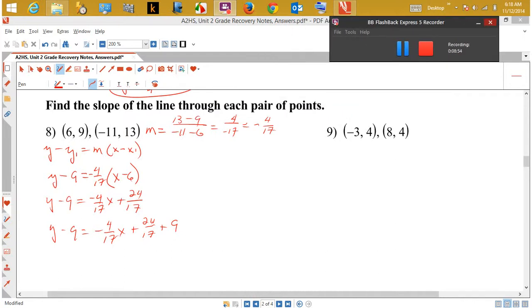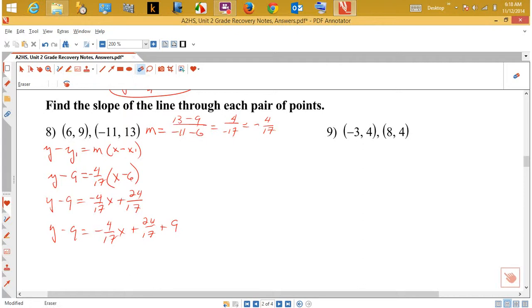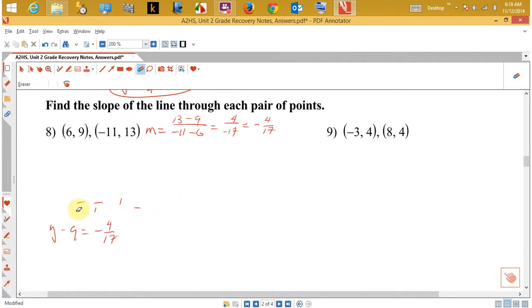Actually, I just realized this thing just asked for the slope. It didn't ask for the equation of a line, so I went way overboard on this. That's what I was checking there. So actually, the slope of this line, I got that at the start, was negative 4/17. So the rest of this was not needed. So I found that right here.